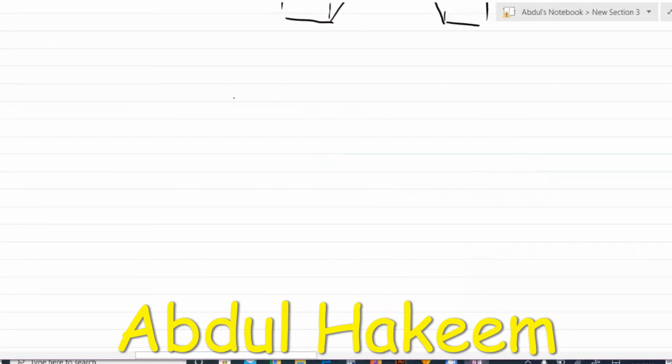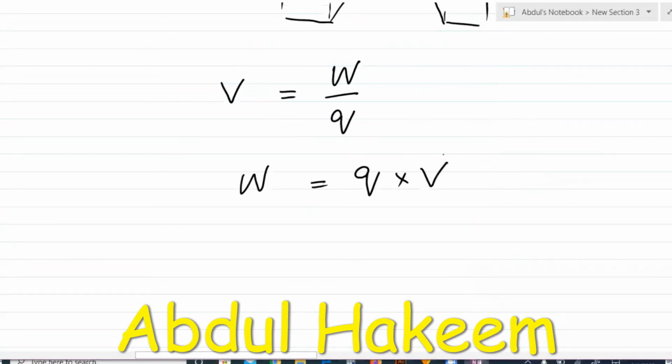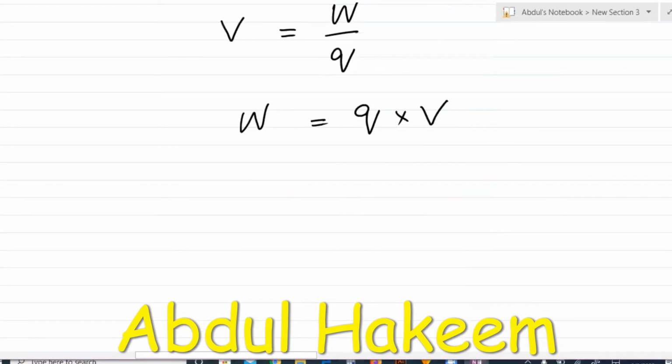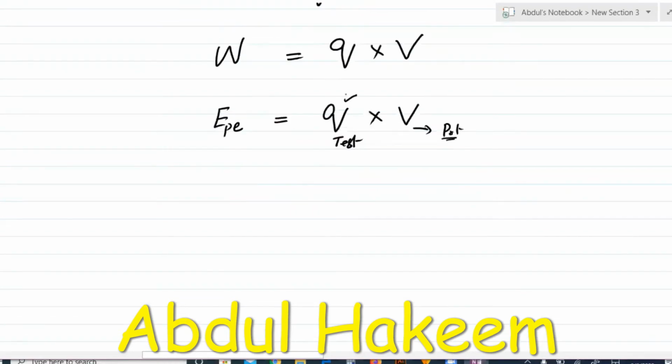we again write V is equal to work done per unit charge. So the work can be written as charge multiplied by voltage. And this work is the energy. So which energy? It is electric potential energy. This is charge multiplied by voltage. But do remember, this is the test charge, and this potential must be from the point charge. So one is the test charge and the other is the potential from the point charge.